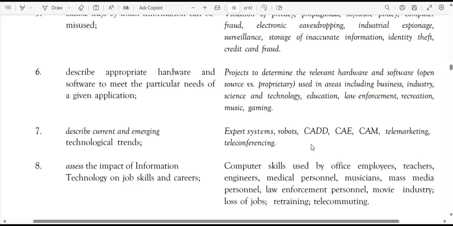All right, so we're going to look at another. Once you see expert systems, you're writing about AI, okay? Describe current and emerging technological trends. We're going to look at robots. Robots are programmable machines designed to carry out specific tasks, either on their own or under human control. They often combine mechanical systems, sensors, and artificial intelligence (AI) to interact with the environment and complete physical tasks.